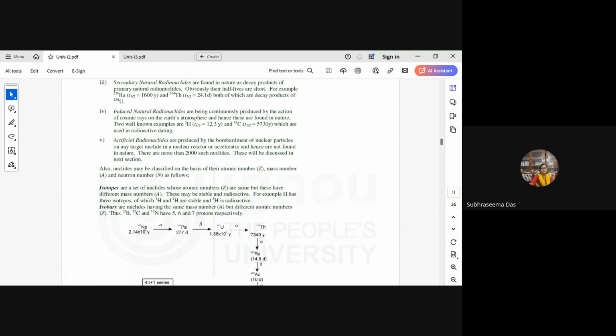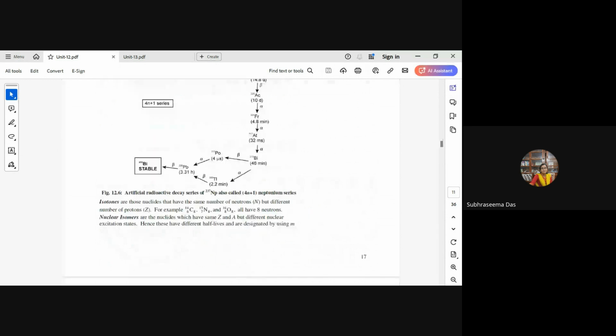So the next is isobars. Isobars are the nuclides where the A remains the same, that is the mass number remains the same, but the atomic number is different, that is their Z is different. Like we have the example of 12B, 12C, and 12N. They all have the same mass number, however their atomic numbers are different, that is the number of protons are different in these cases.